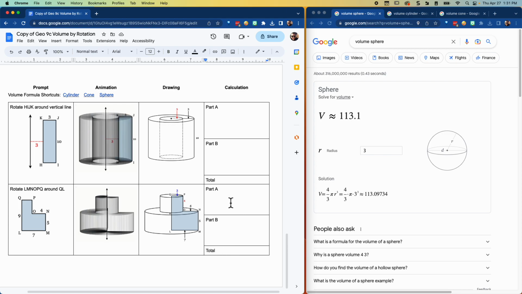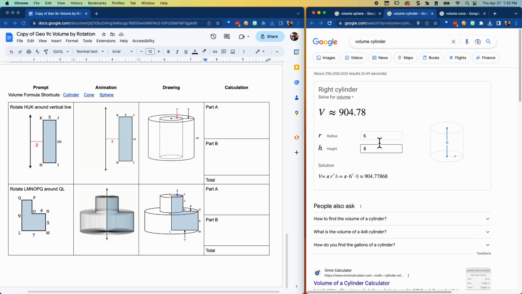All right. So let's do part A as the top cylinder and part B as the bottom cylinder, just so they line up top and bottom there. So for the top cylinder, if I'm going to calculate a cylinder, I need to know the radius and the height. Well, the radius is 3 and the height is 4. So the radius is 3, height 4.